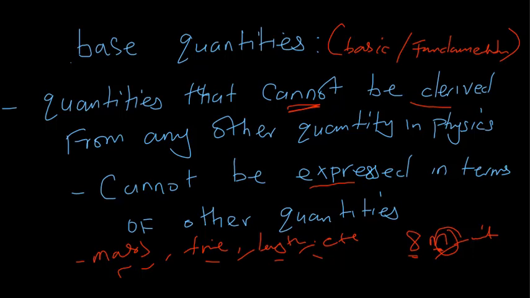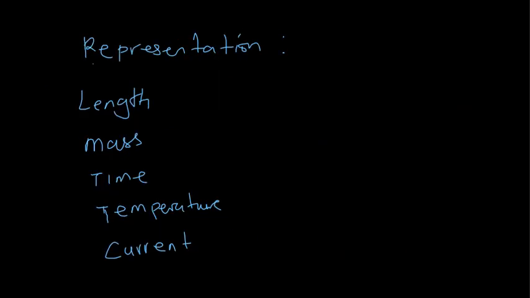So let's look at the representation of these physical quantities. For example, we have physical quantities such as length. These are basic in their form. They cannot be expressed in terms of any other. So the symbol for length is just capital letter L, the symbol for mass is just letter M, the symbol for time is just letter T, the symbol for temperature is just capital letter T, and the symbol for current is just capital letter I.